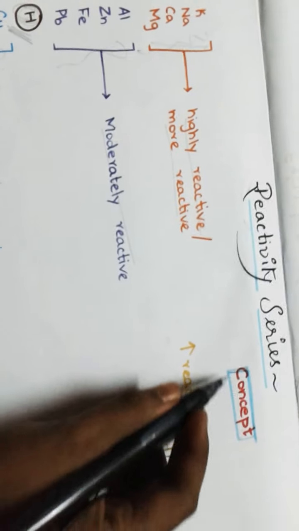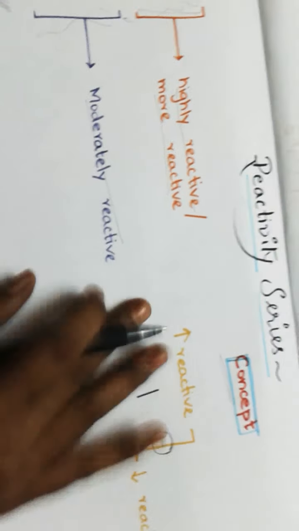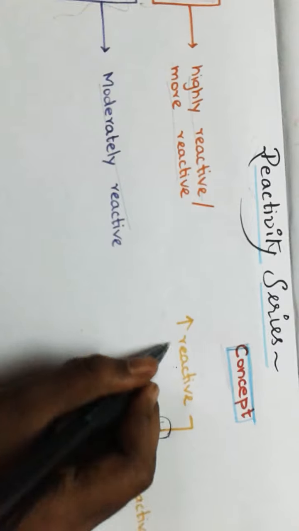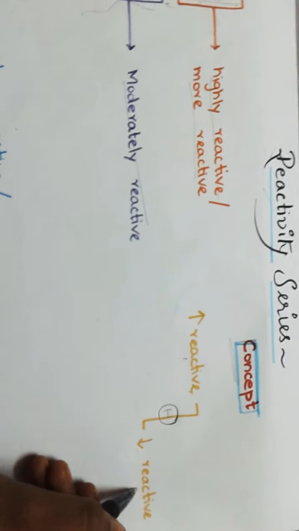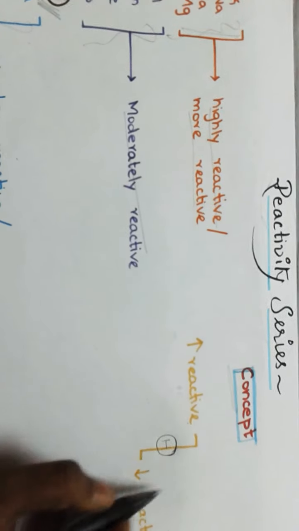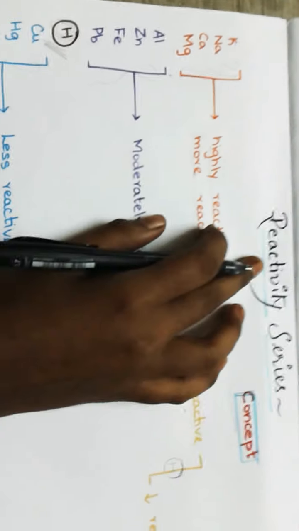The basic concept is that a more reactive element displaces a less reactive element. So a more reactive element displaces a less reactive metal. That's all, children. That's all for this concept in the reactivity series.